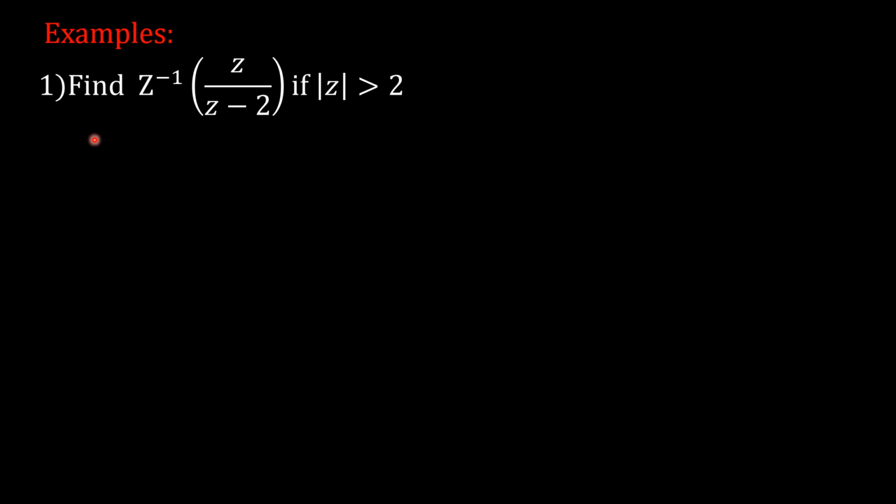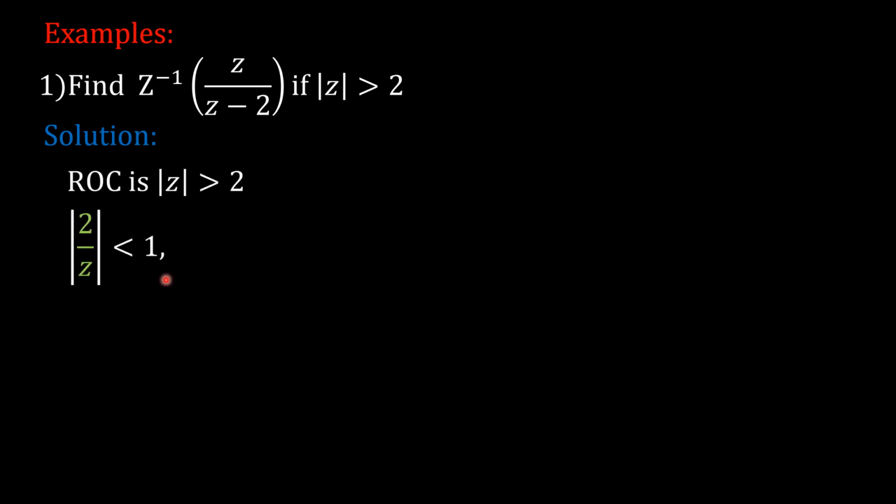Consider the first example. Find inverse z transform of z upon z minus 2 for the given region of convergence, which is mod of z strictly greater than 2. Solution. So our first step is what? First of all, we will express our region of convergence into strictly less than 1 form, for which we need to divide by mod of z on both the sides so that it will become of the type strictly less than 1.